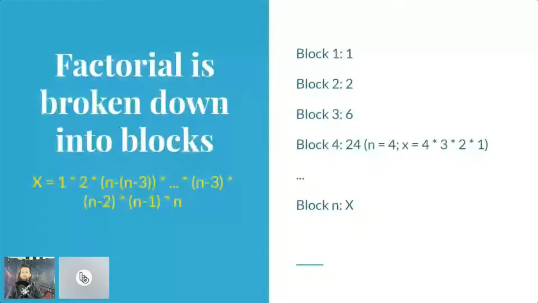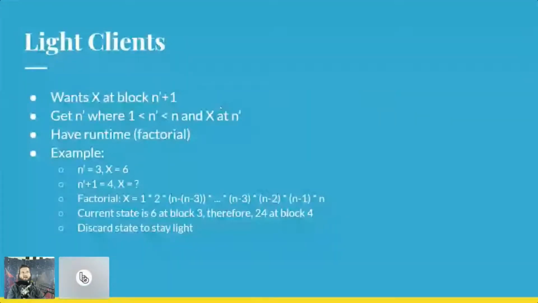This is the factorial. Okay, so for light clients, light nodes, let's assume that a light client wants x at block n sharp plus 1. So n sharp is anything that's less than the current block, and that's given to our light node. Now the light node has a runtime, which in our case would be the factorial in this example, so the formula for the factorial. Let's assume that's the runtime. And light nodes do have the runtime. So light nodes only have the runtime and the ability to verify something given to them by the full node.